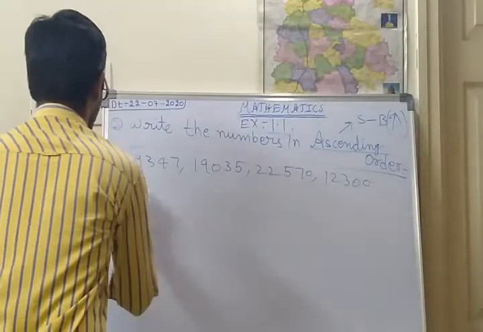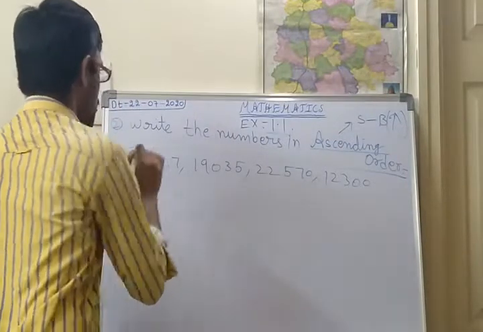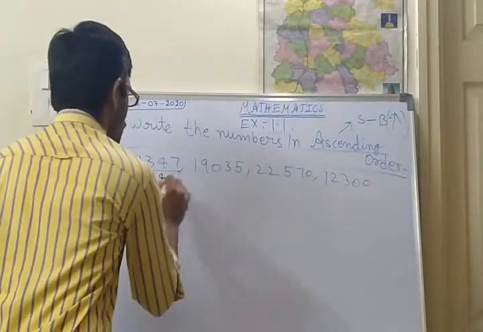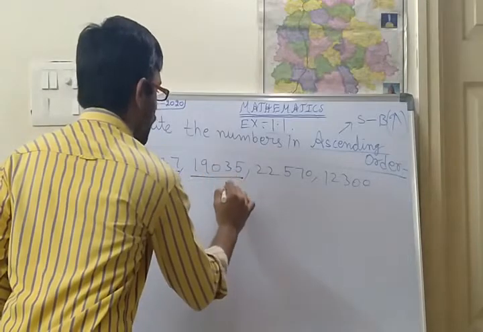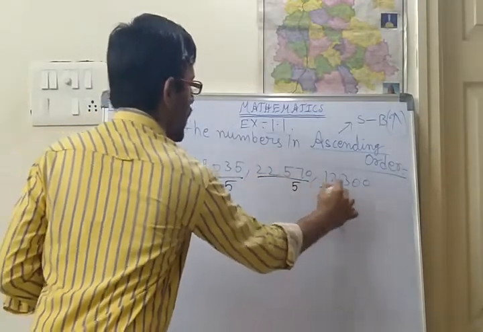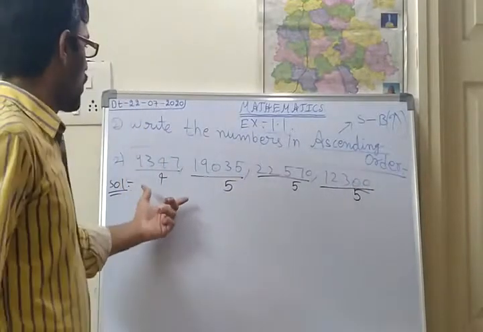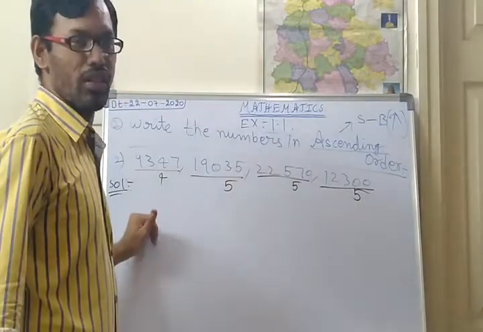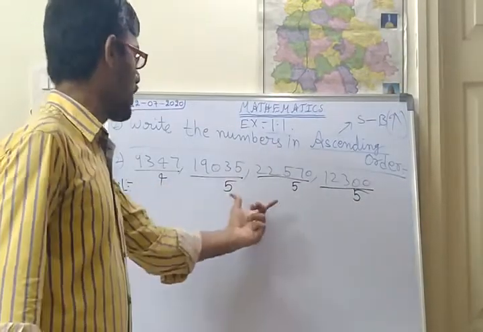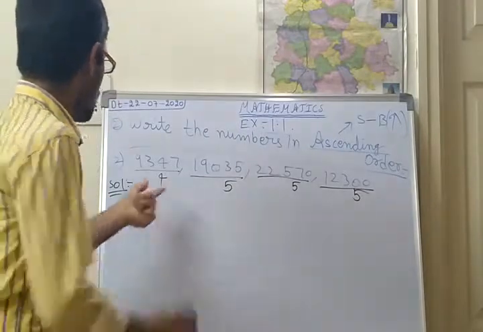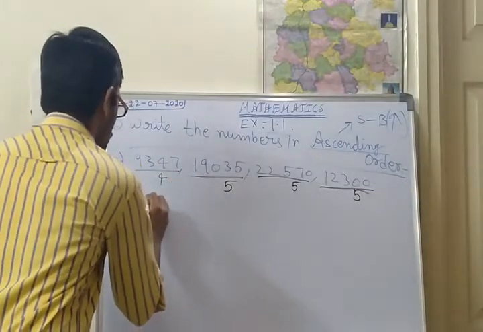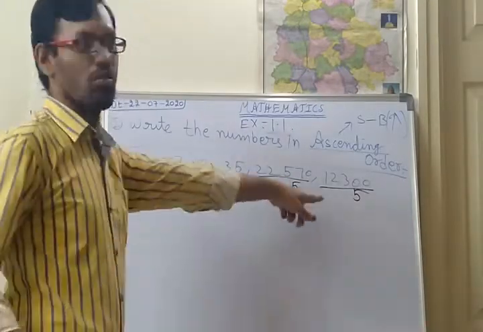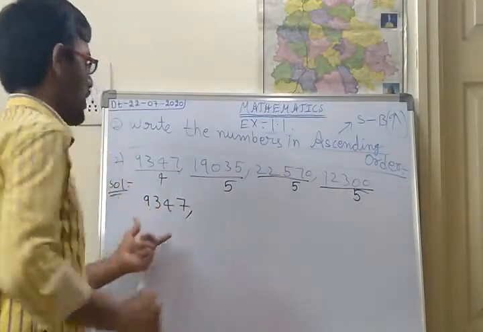So coming to the solution, what you should do? First count the number of digits for each and every number. So here how many digits? 4 digits. Here 5 digits. Here 5 digits. Now you should start with the one having the least number of digits. For the first one, 9, 3, 4, 7, only 4 digits are there. So the first number will be 9347, because this is the smallest number from this group.